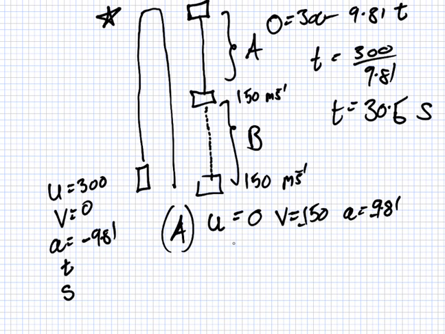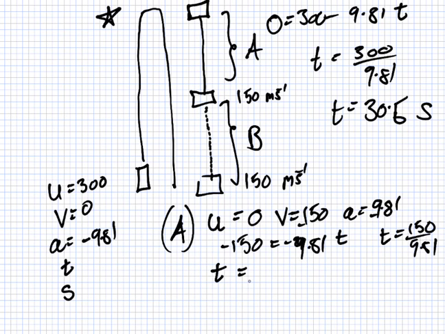And I can use V equals U plus AT again, so I get minus 150 equals 0 minus 9.81 T, so then T equals 150 over 9.81. Yemi, would you be so kind? What do I get here? Sorry, what's that? 150 over 9.81.